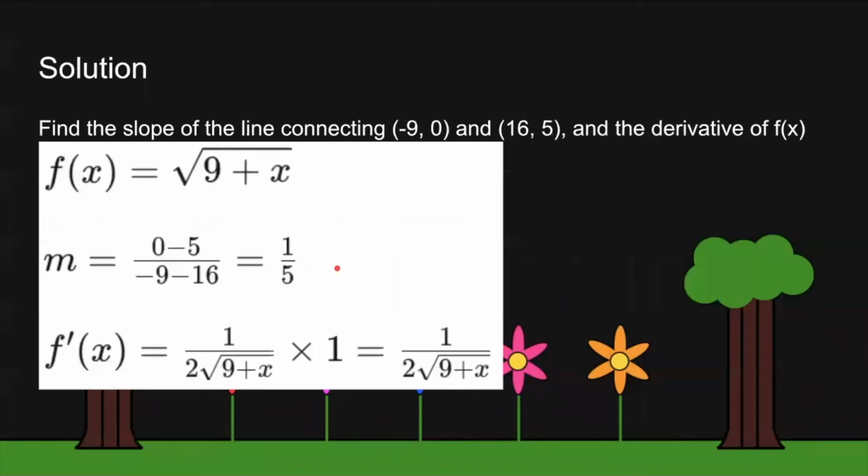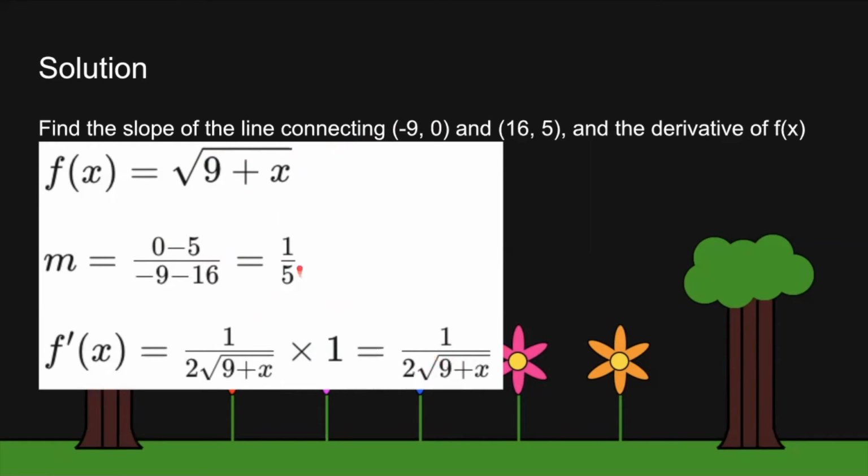And to solve the second part of the problem, find the slope of the line connecting the coordinates and the derivative. So this is the function. So the slope of the line connecting the coordinates is 1/5. And then the derivative, you can find that using the chain rule. You'll get 1 over 2 times the square root of 9 plus x.